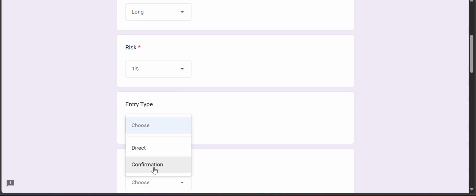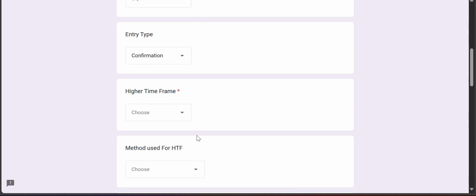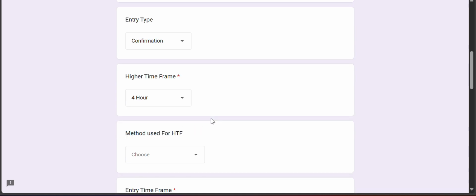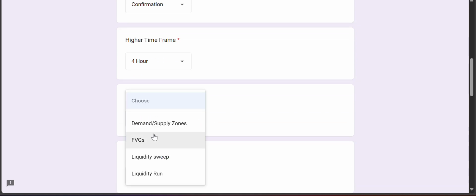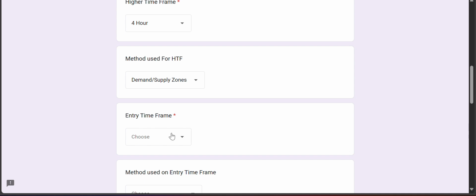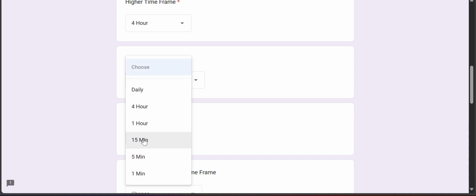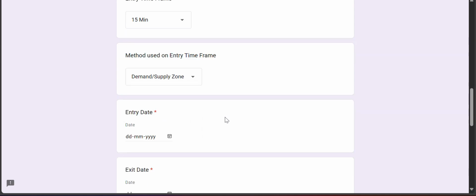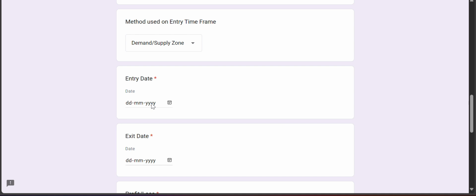What was our entry type? It was confirmation. At least we didn't take any direct entry up until now. That seems like a good psychology development to me. Our high time frame would be 4 hour. Methods used for high time frame: demand and supply zones. Entry time frame would be 15 minutes. Method used for entry time frame is also demand and supply zone.